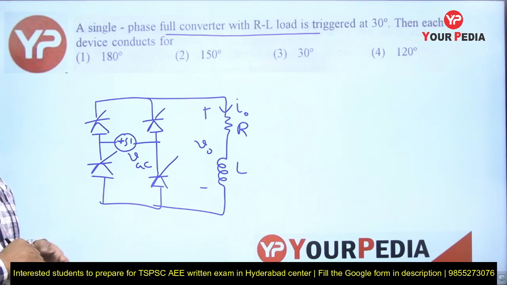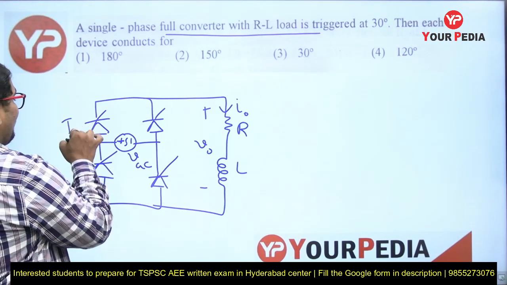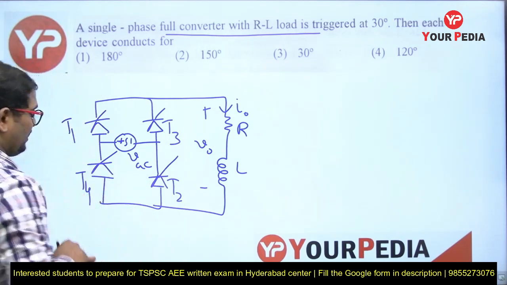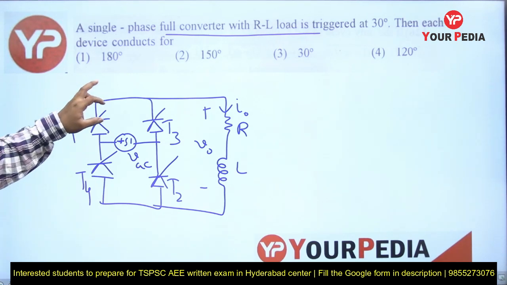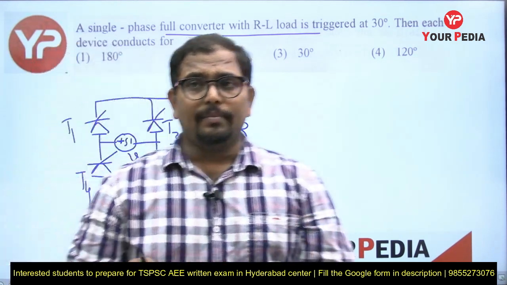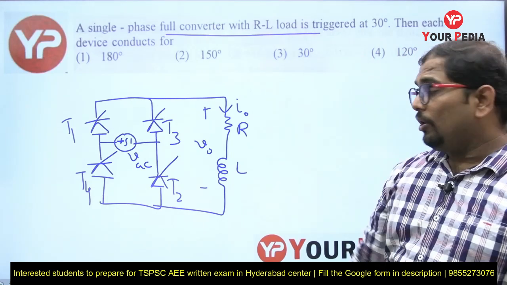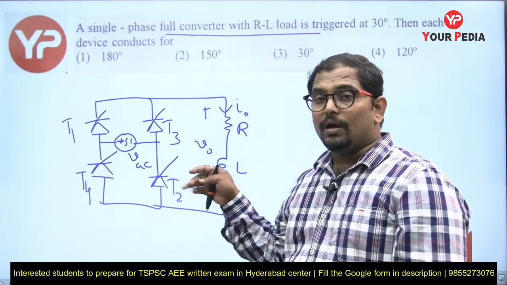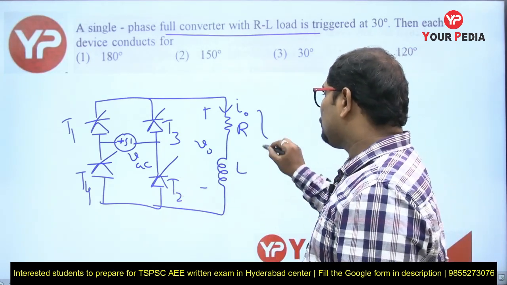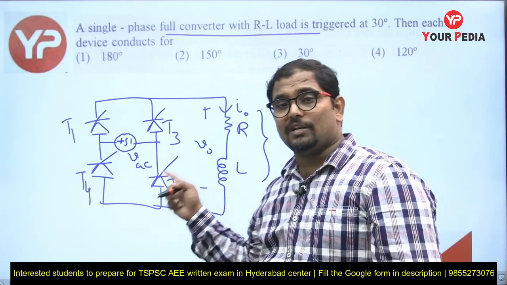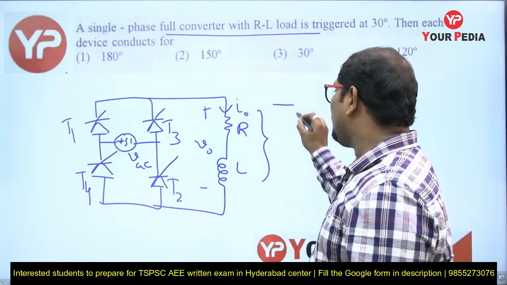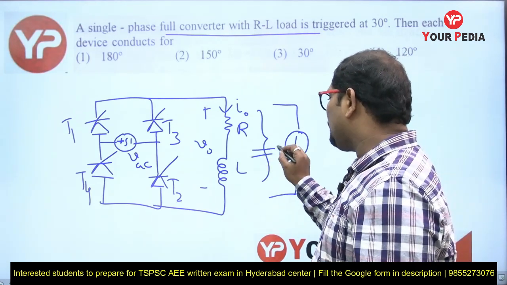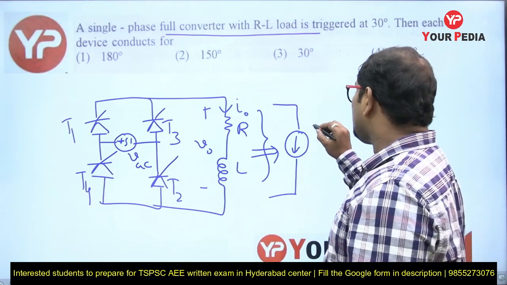Now if we take this circuit into consideration, assume the thyristors T1, T2 here, and T3 and T4 here. With an RL load, because nothing is mentioned about the load, I can say that this is a continuous conduction of current load or a constant current load. As nothing is mentioned about continuity or discontinuity, we can take, for easy answering purposes, a constant current load. So this can be replaced like this.